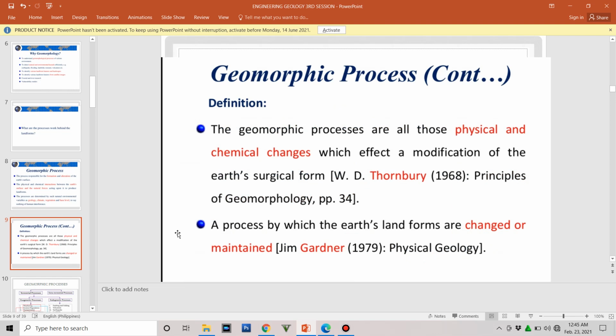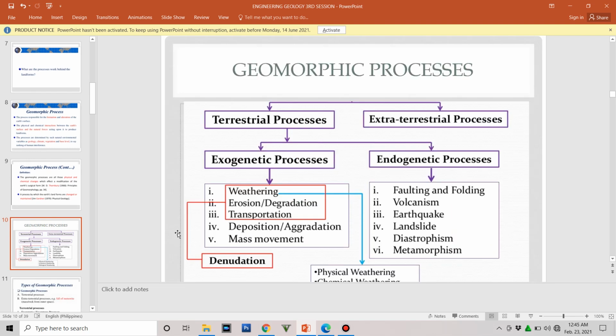So the geomorphic processes are all those physical and chemical changes which effect a modification of Earth's surface form, according to Thornbury in 1968. And then it is also a process by which the Earth's landforms are changed or maintained, according to Gardner in 1979. So here, the figure shows the breakdown of geomorphic processes.